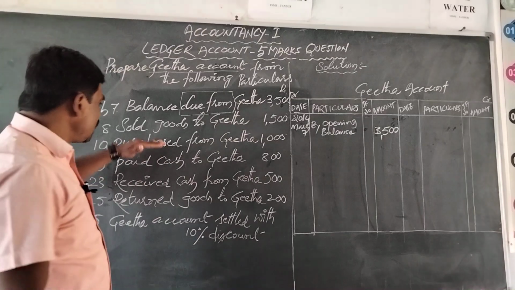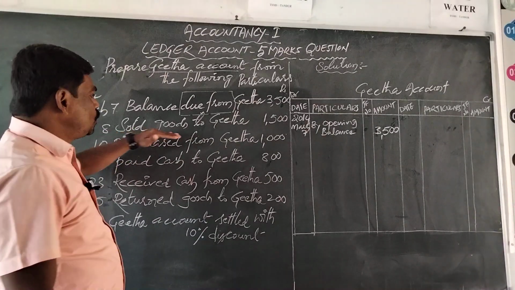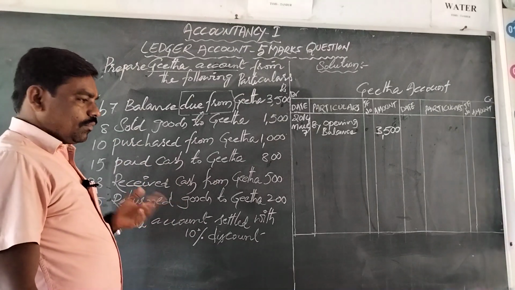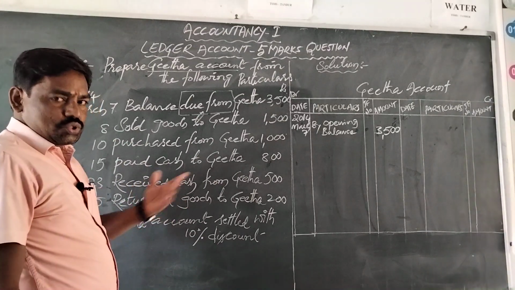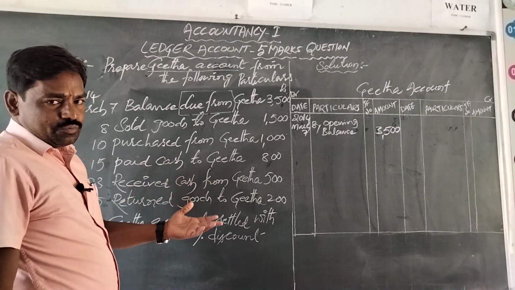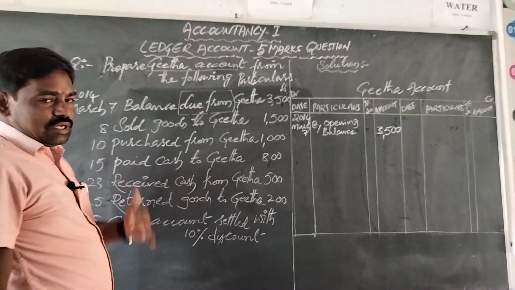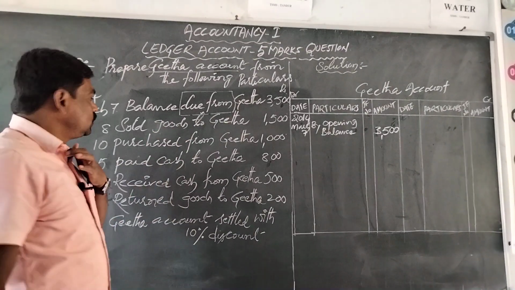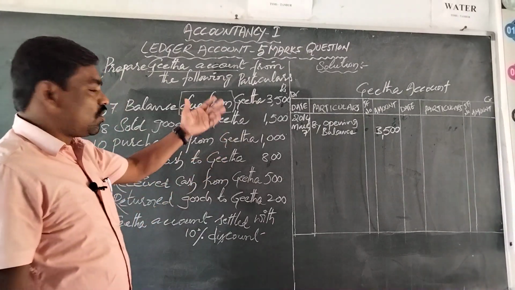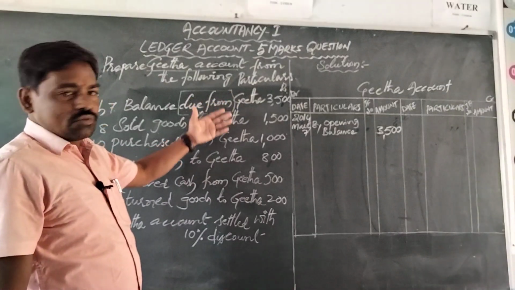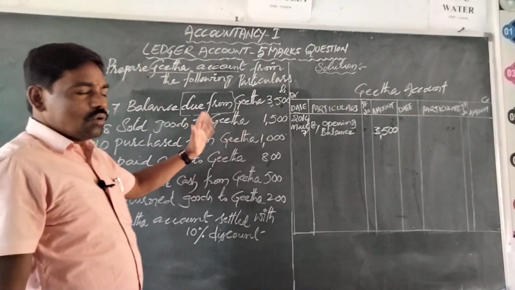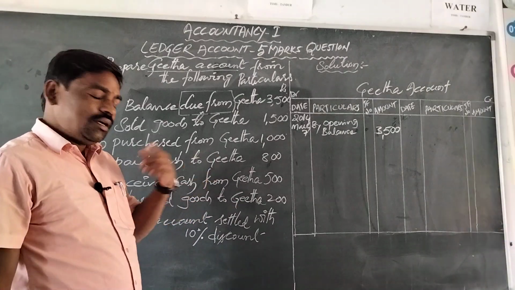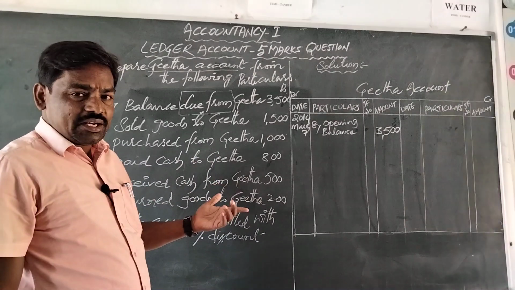Next, see, on 8th, sold goods to Geeta. What is the entry for this transaction? We sold goods to Geeta. Geeta is the receiver. Receiver account should be debited as per personal account, and goods that are going out of the business should be credited. Here no need to think of the goods that we sold, because we have not prepared any sales account here. So here we think about only Geeta. Is Geeta the receiver or the giver? Receiver. So receiver account should be debited as per personal account.